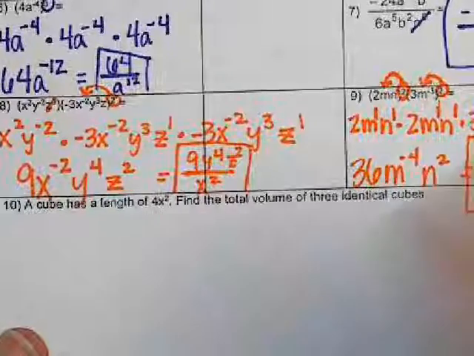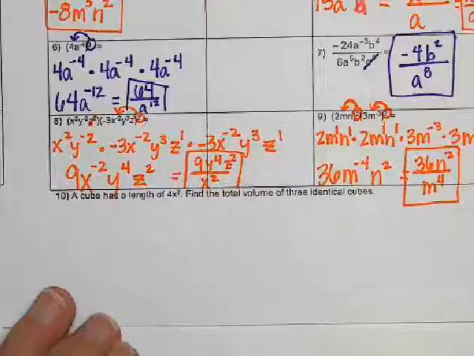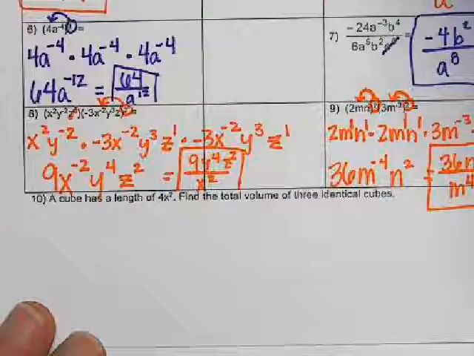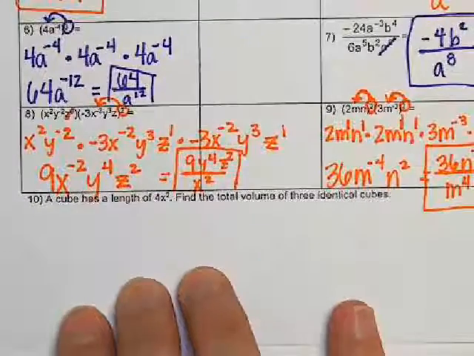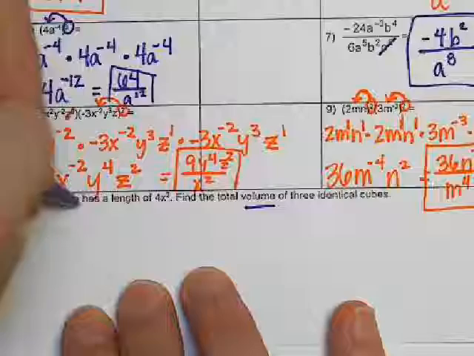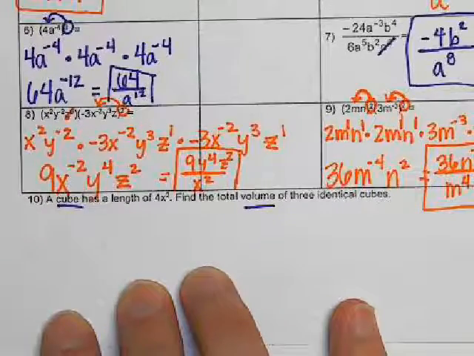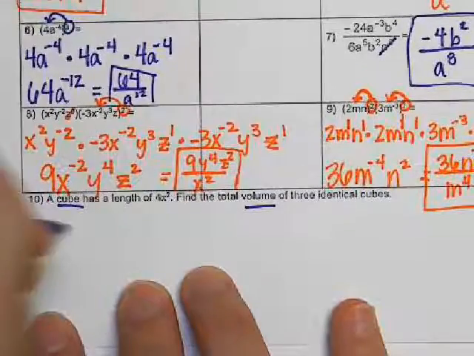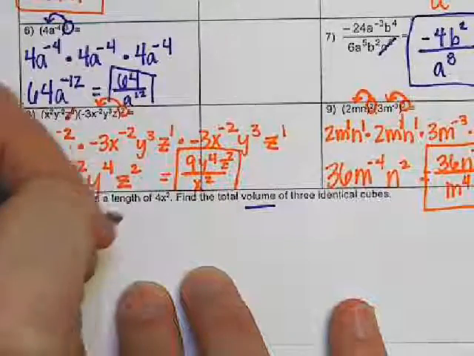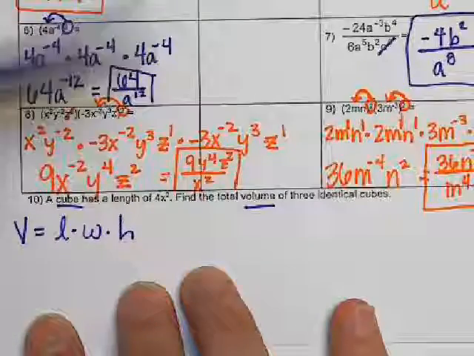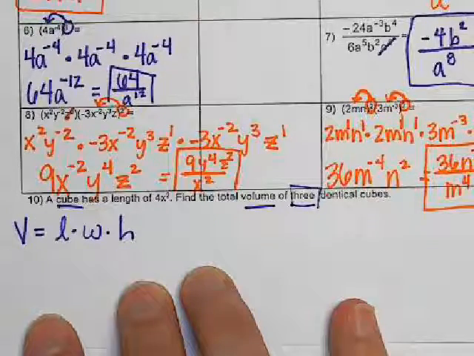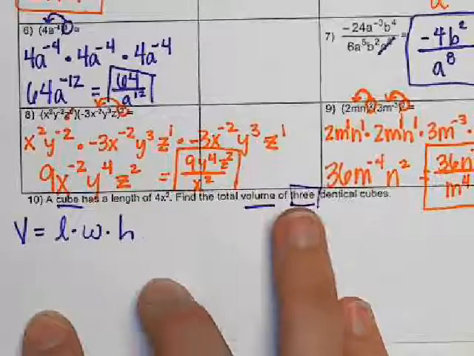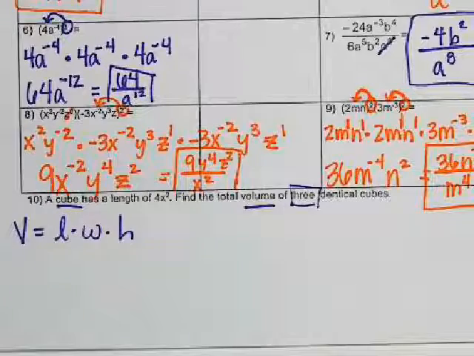Number 10. A cube has a length of 4x squared. Find the total volume of 3 identical cubes. Okay, how do I find the volume of 1 cube? So volume is length times width times height. How would I find the volume of 3 cubes? Huh? 2 times. 2 times? Like, no, write that out 2 times.